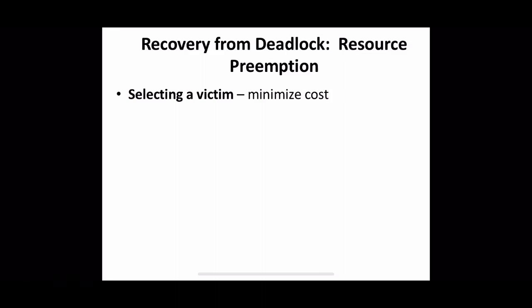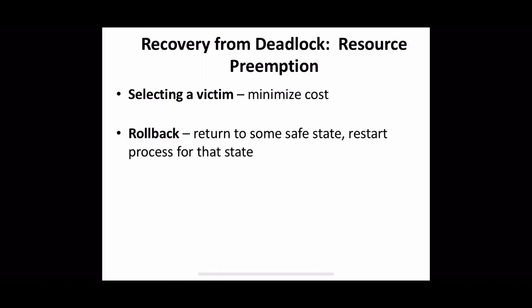And the second one is rollback. That is, if you preempt a resource from a process, what should be done with that process? Clearly, it cannot continue with its normal execution, right? Since it is missing some of the needed resources. So we must roll back this process to some safe state and restart it from that state. So definitely determining the safe state is another challenging task. So total rollback is one solution, that is almost aborting that job and restarting it again.